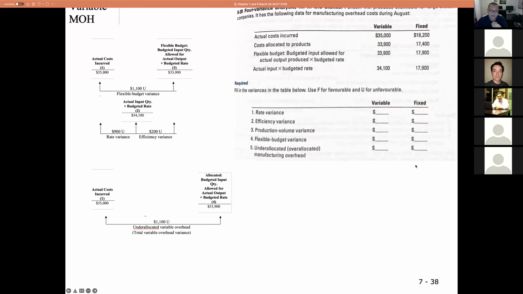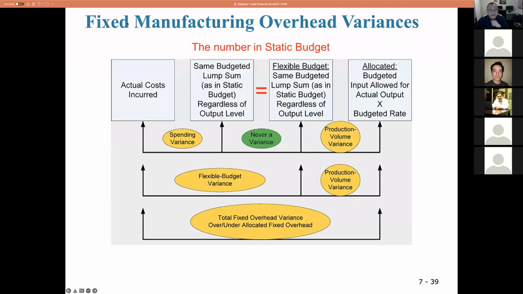So now let's take a look at the fixed manufacturing overhead variance. You can see that the actual cost is on the left side, and the allocation is on the far right. In the middle, there are two columns. And this time is interesting: the flexible budget is the same as the middle one. We always use the actual input times budget rate. These two are the same.